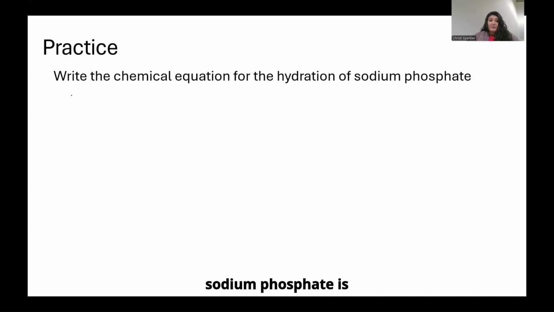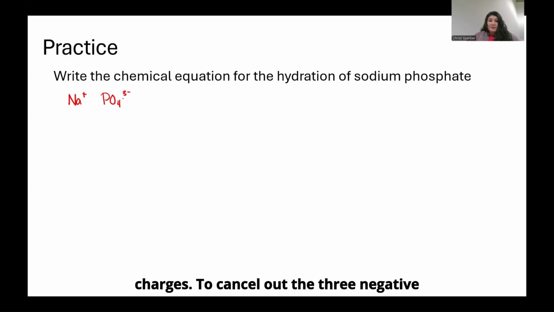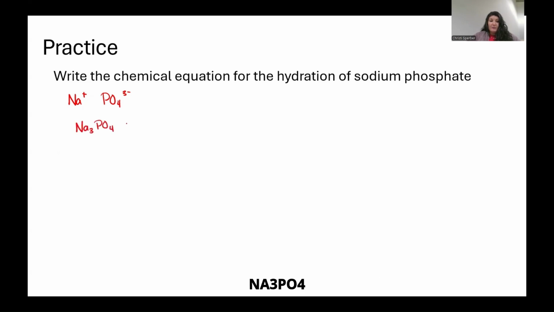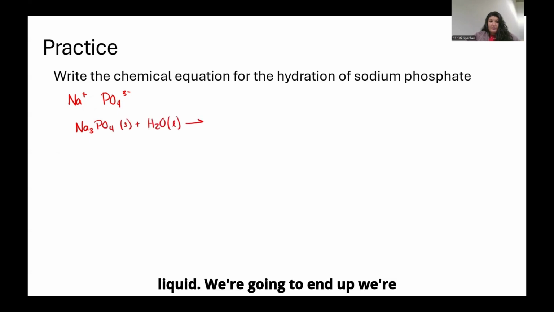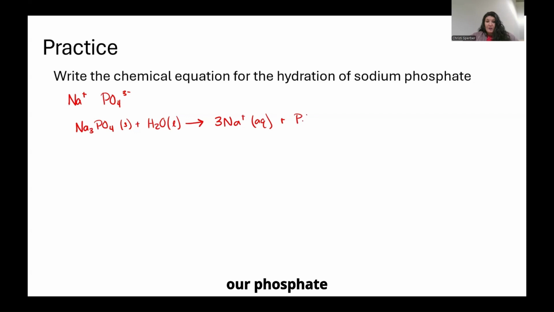So sodium phosphate: sodium is a positive, phosphate is PO4 3 minus. We need 3 positive charges to cancel out the 3 negative charges. So sodium phosphate is Na3PO4 solid plus H2O liquid. We're going to break it into its ions. We have 3 sodium cations plus our phosphate anion, both in their aqueous phases.